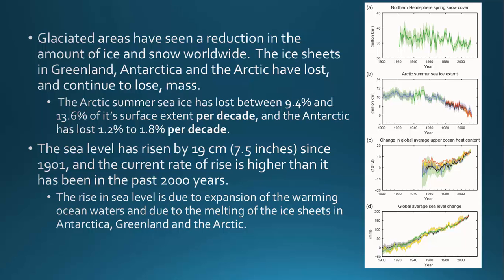As a result of ice sheets melting, we're seeing that the sea level has risen by about 19 centimeters or 7.5 inches since 1901. And the current rate of the rise of the sea level is higher than it has been in the past 2,000 years. So that is a lot due to the melting of ice sheets, but it's also due to the expansion of the water as it warms up.